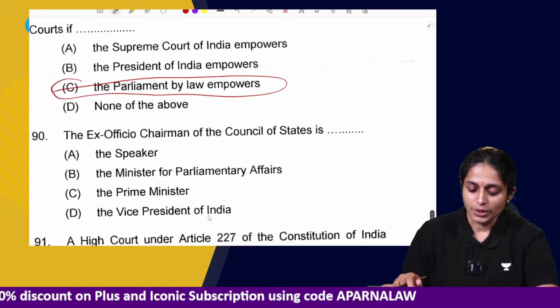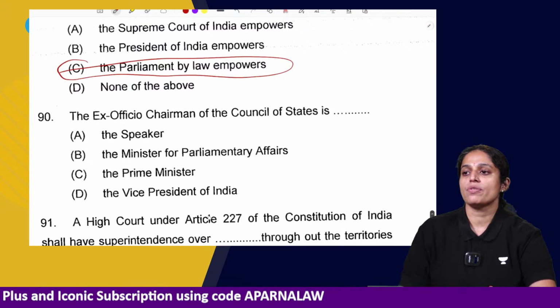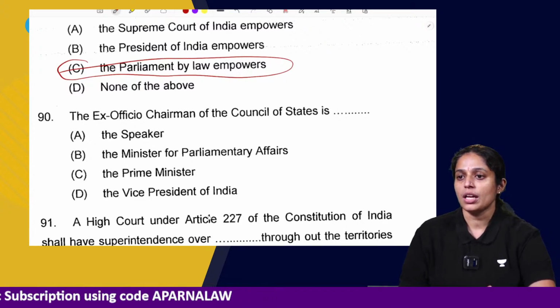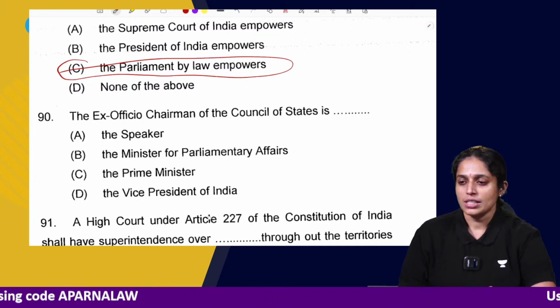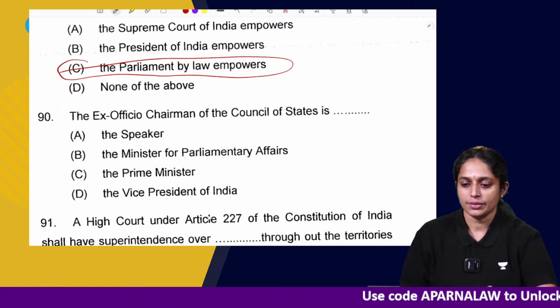Next, 90th question. Ex officio chairman of the Council of States is A, the Speaker, B, the Minister of Parliamentary Affairs, C, the Prime Minister, and D, the Vice President of India.